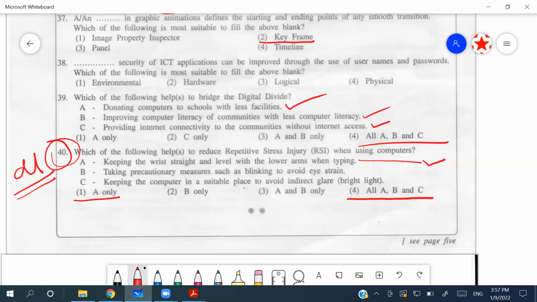Right. So yeah, those are the questions that you were asking me to clear. So it has been cleared like that. So see how much you got out of 40.